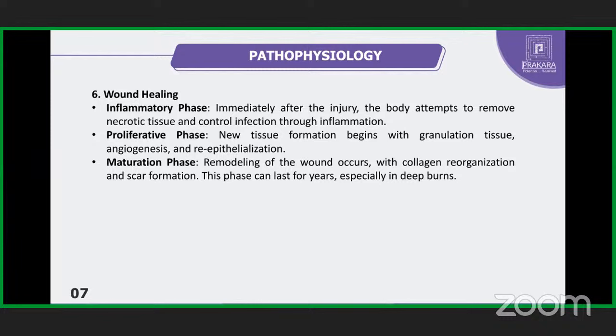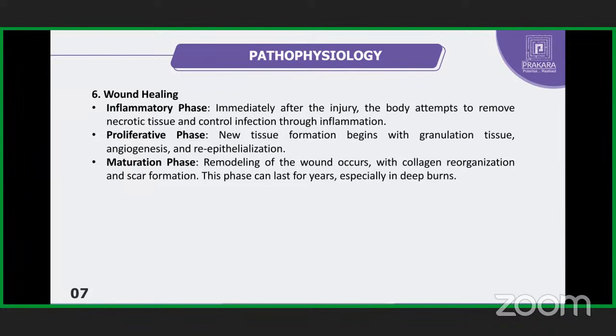First one is the inflammatory phase. Immediately after the injury, the body attempts to remove necrotic tissue and control infection through inflammation. In this inflammatory phase, there is nothing more for the healing process. But what the body does is, due to vasodilatation and all, there will be accumulation of inflammatory cells in the zone to remove all the necrotic tissue and the infection. There will be inflammatory cells such as macrophages. They eat up the dead tissue. So that happens in the inflammatory phase. All the inflammatory cells get collected at the site.